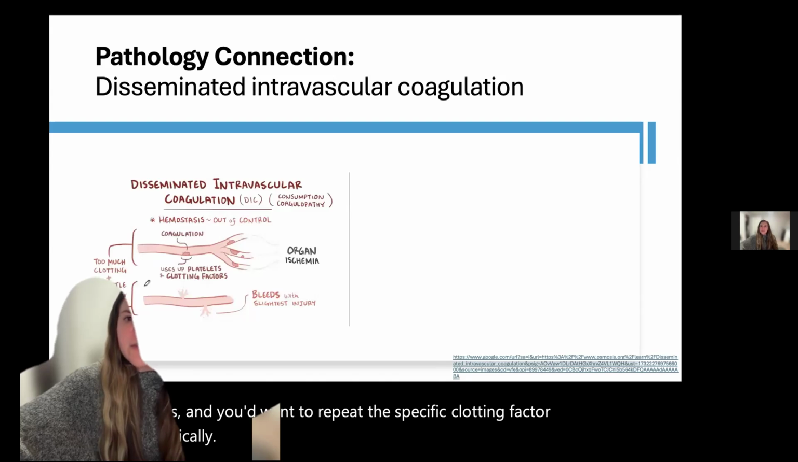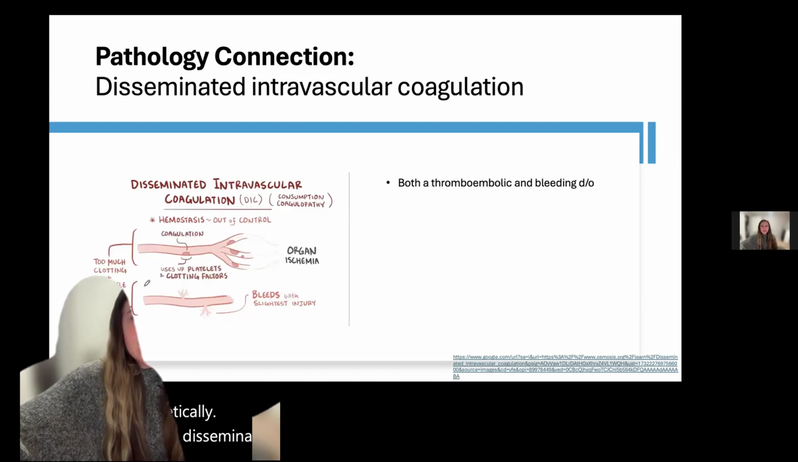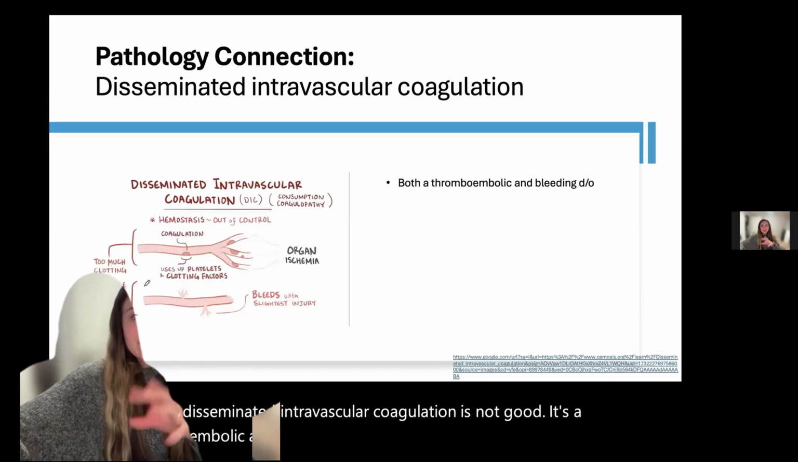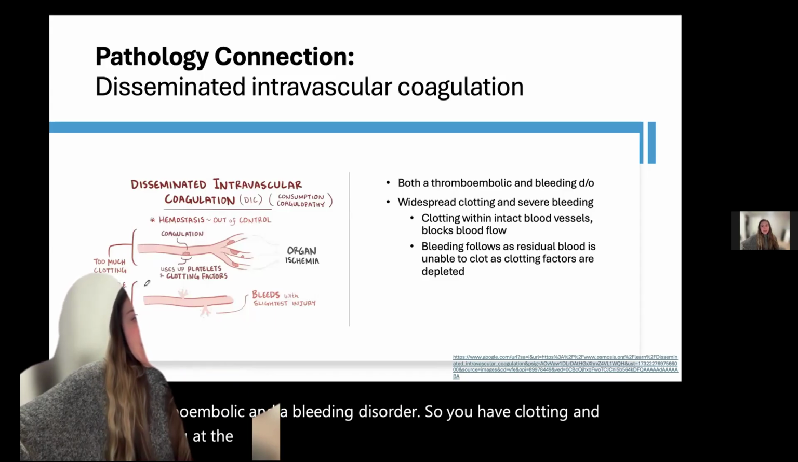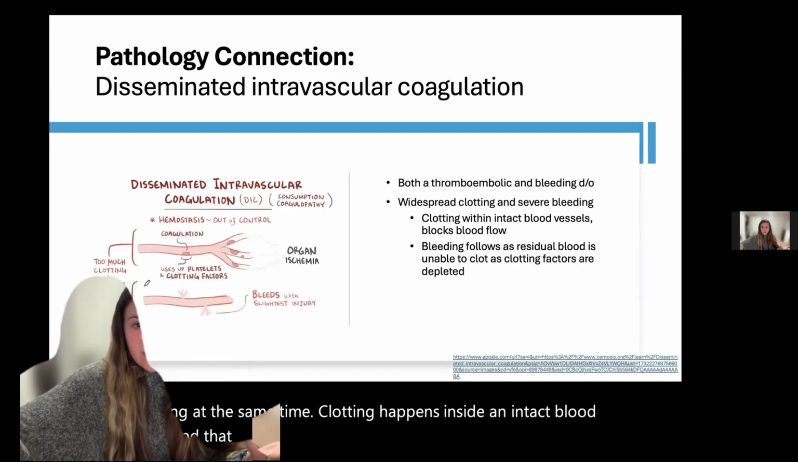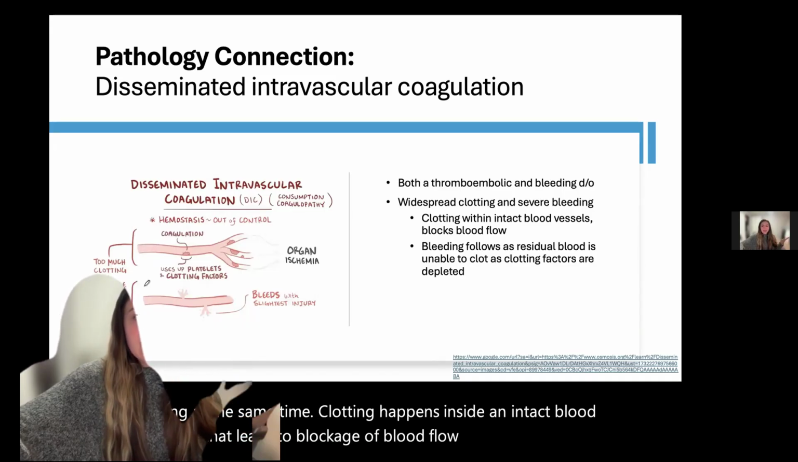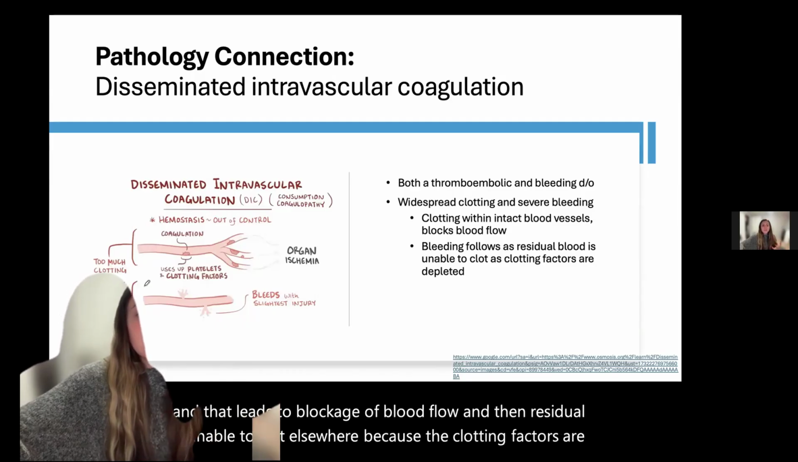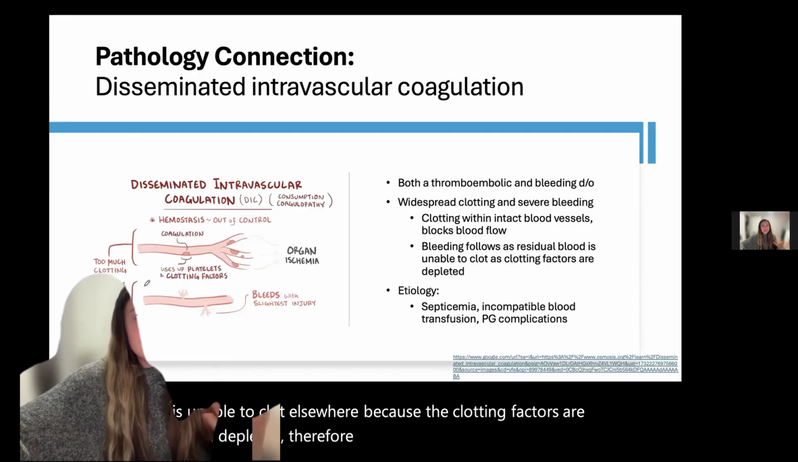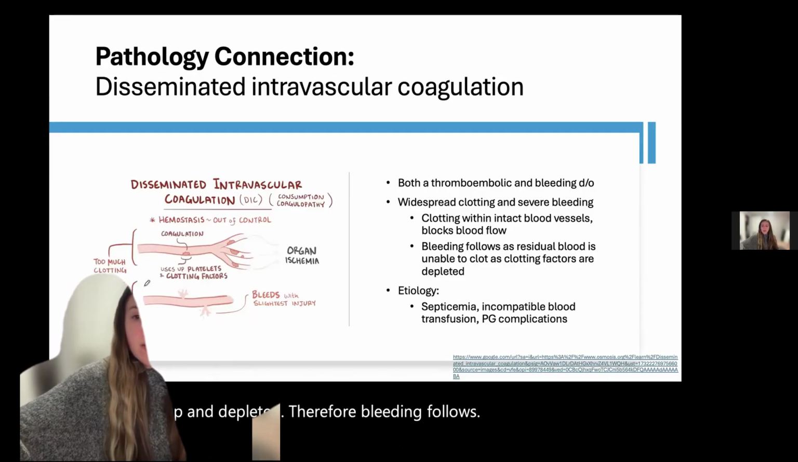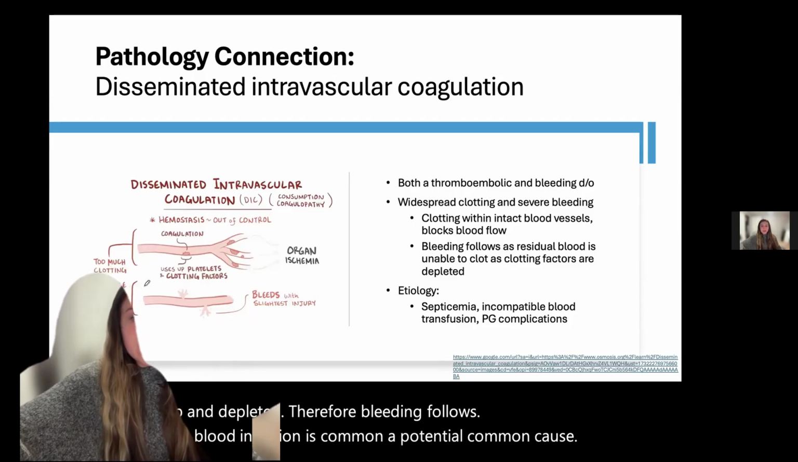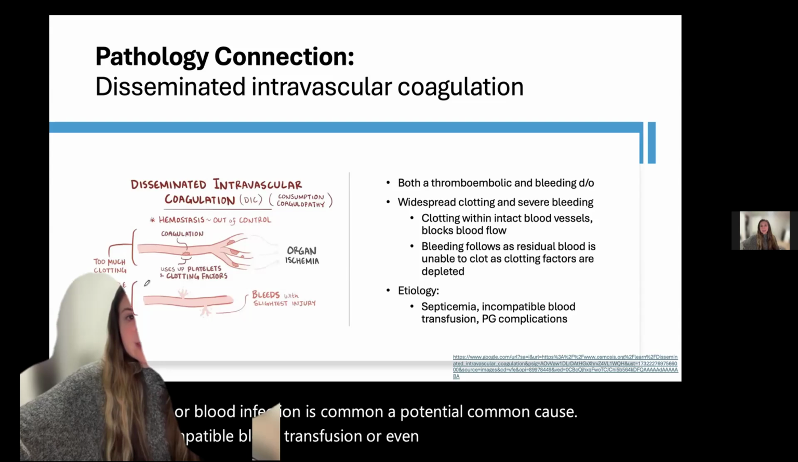DIC, or disseminated intravascular coagulation, is not good. It's a thromboembolic and a bleeding disorder. So you have clotting and bleeding at the same time. Clotting happens inside an intact blood vessel, and that leads to blockage of blood flow. And then residual blood is unable to clot elsewhere because the clotting factors are used up and depleted, therefore, bleeding follows. Sepsis or blood infection is a potential common cause. Incompatible blood transfusion or even complications of pregnancy can lead to this condition.